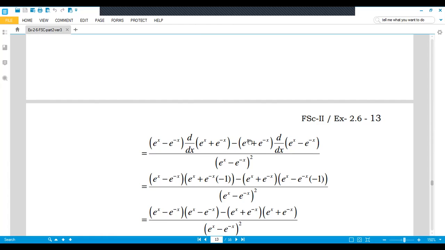And minus this one value you copy as it is, and derivative of e power x is e power x, and derivative of e power minus x is e power minus x, and this minus x further derivative is minus 1. Here this one value you copy as it is, minus plus minus, and this one value you copy as it is, minus minus plus.